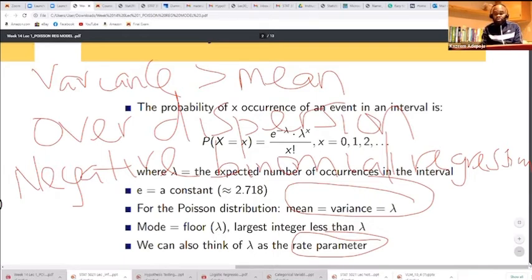Okay, in a situation whereby the variance exceeds the mean, of course, you have a problem of over dispersion, and therefore Poisson regression is no longer appropriate. Then you have to use negative binomial regression.